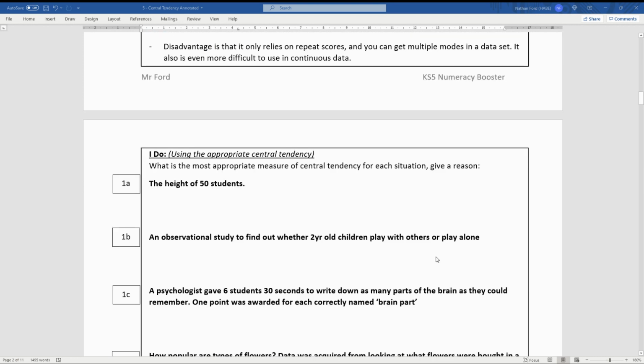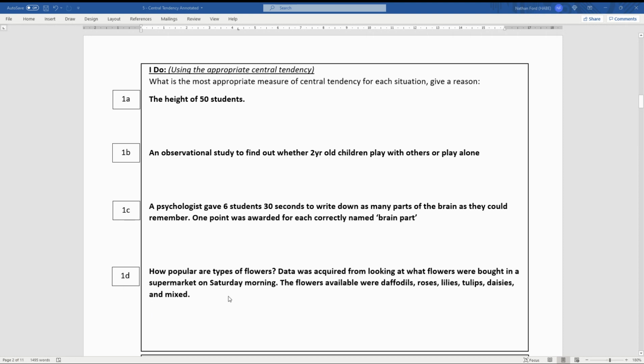So what I'm going to do is I'm going to go through some questions here, and then you've got some questions yourself. Okay, so what we're going to do is we're going to look through these here, looking at the data that we've been given, and we're going to come up with an average that we can use. So what's the appropriate measure for central tendency? What average would we use for the height of 50 students? Okay, now because we've got 50 students, this is slightly higher. Because we're talking about height, which is continuous, I would be saying to use the mean.